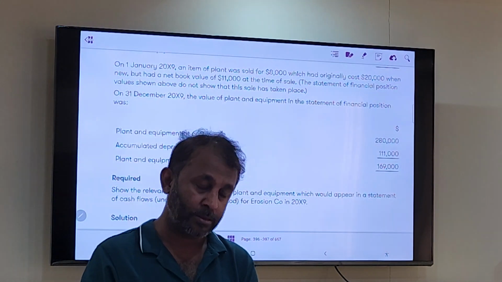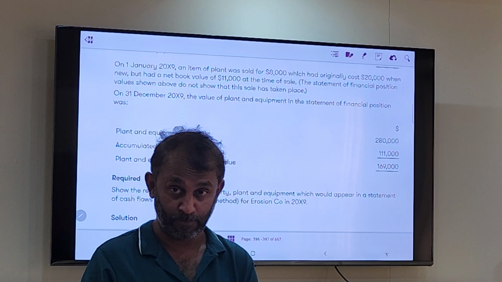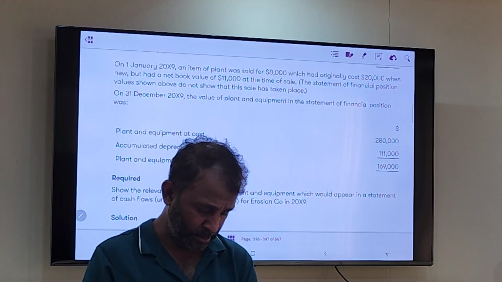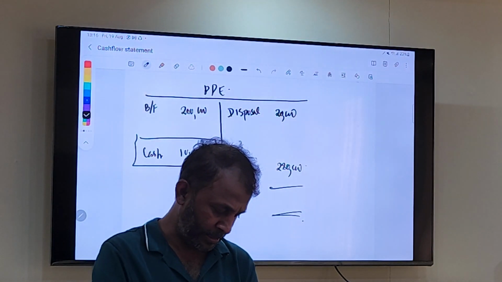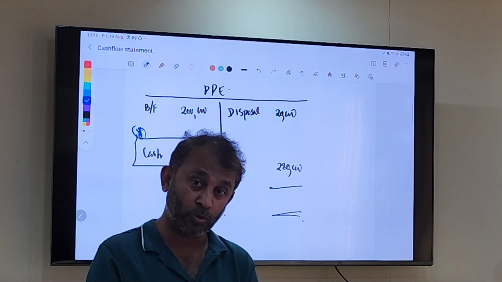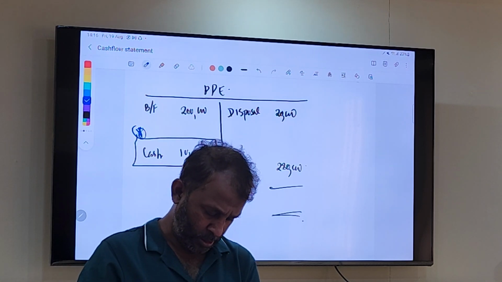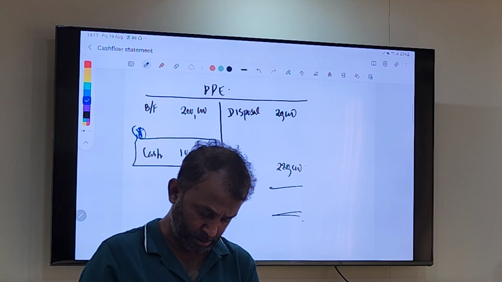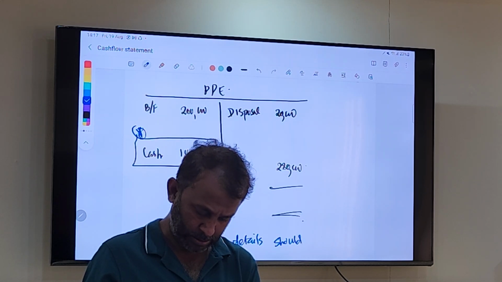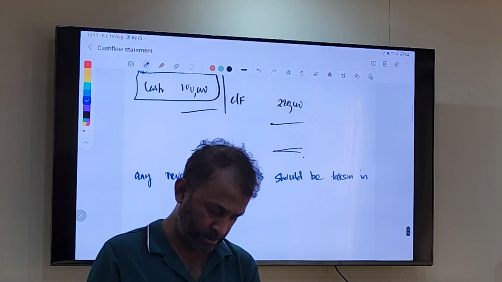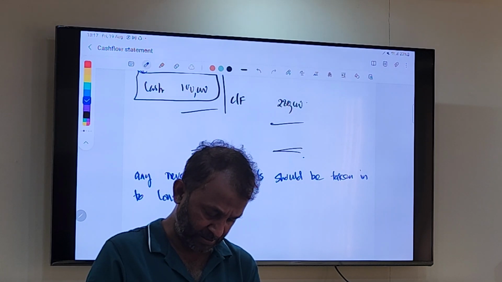In the question, sometimes they may talk about revaluation. If they talk about revaluation, before you balance this, before you finalize this, you should pass the double entry for that particular revaluation also. So any revaluation details should be taken into consideration.